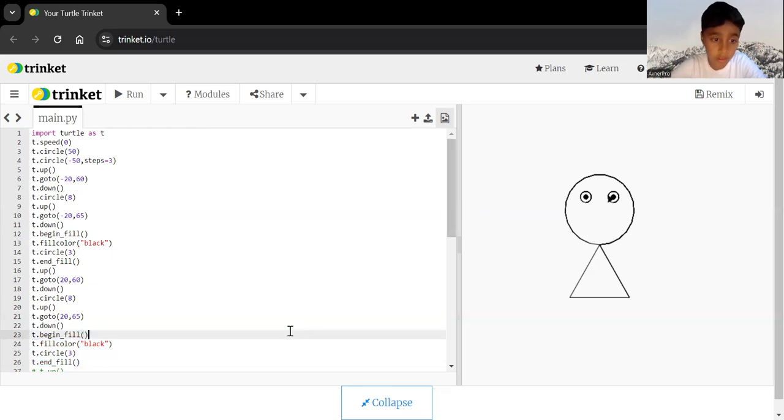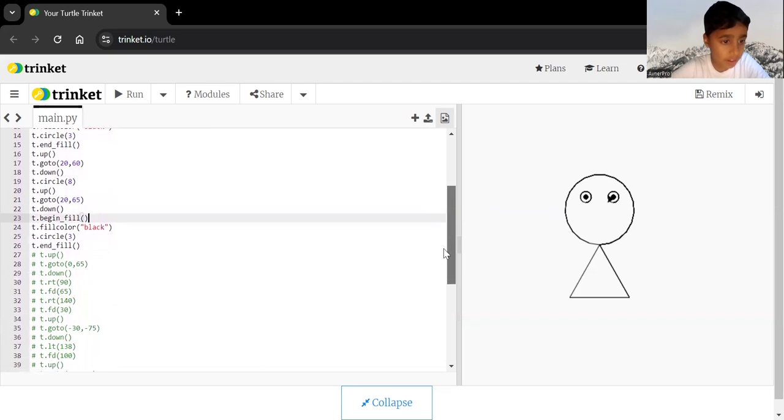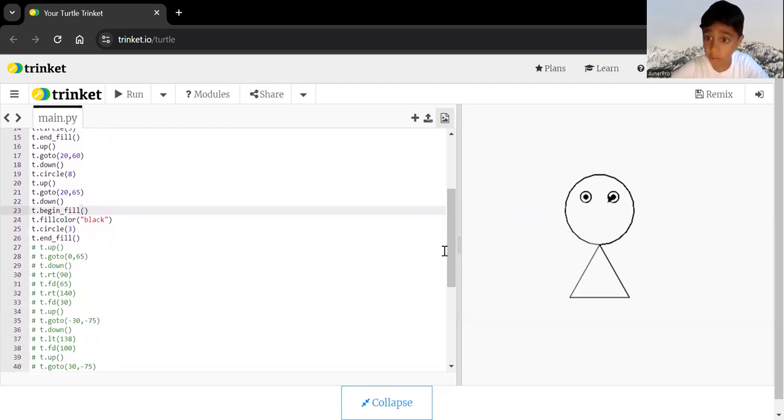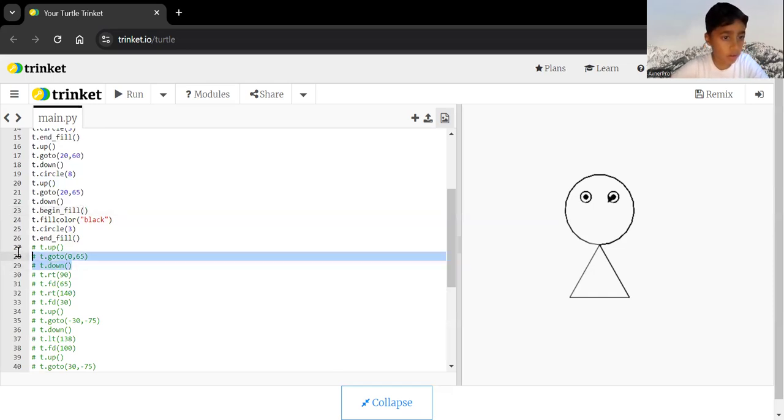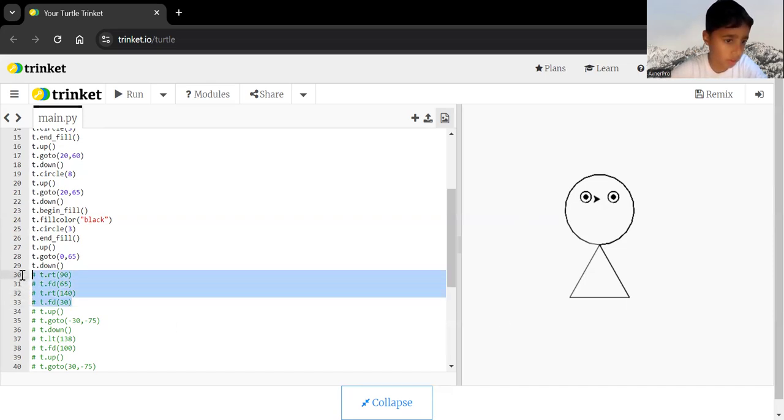Now the next thing is, you guys know it. What is it? The nose. So the 0.65, which would be exactly here. Right there. Exactly there. So then we can copy. Let's just copy this.